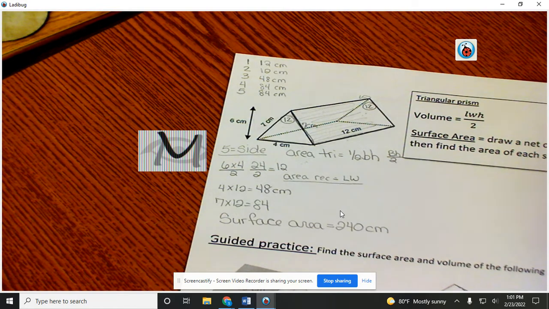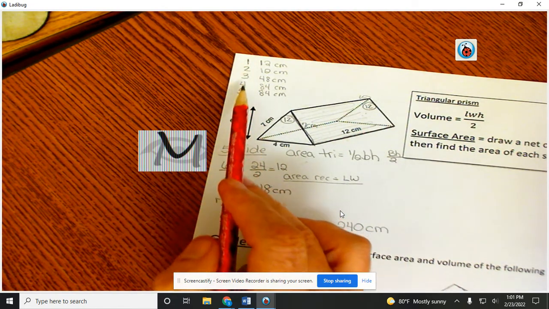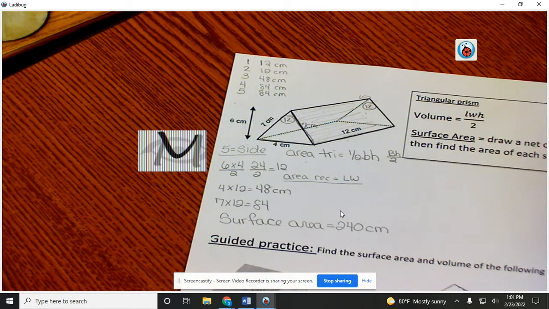So there's quite a few more steps to this for finding the surface area. What I would probably do, just to make sure that you have all your sides accounted for, is maybe just list it 1, 2, 3, 4, 5. And as you figure out each side, put it up here to make sure you have all 5 sides done, and then just add it together.